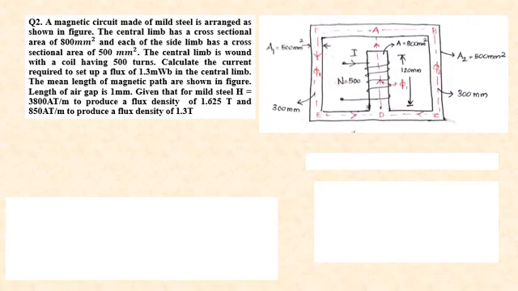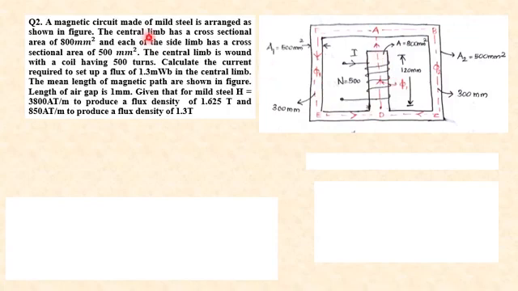Please go through the second problem. So in this question also we need to find out the magnetizing current that is required to produce a flux of 1.3 milliweber in the central limb.